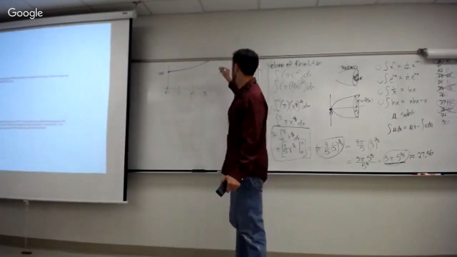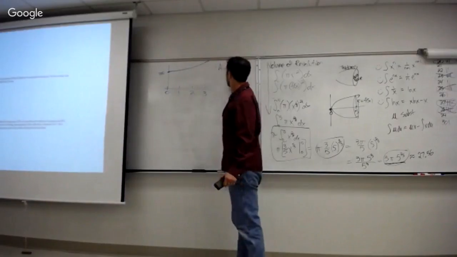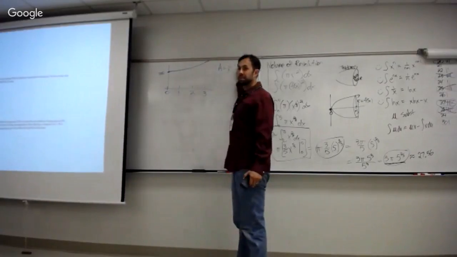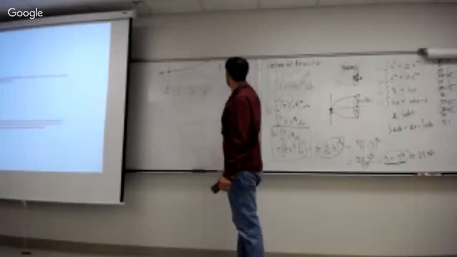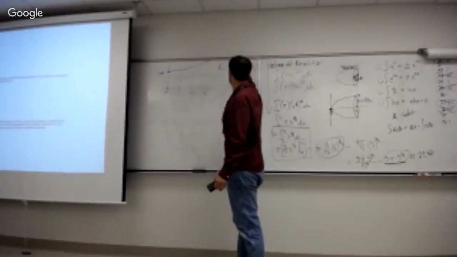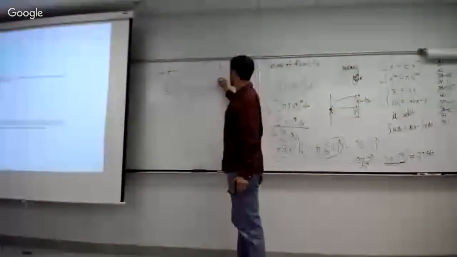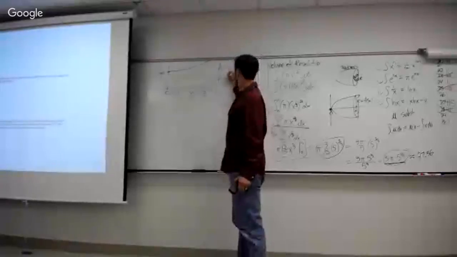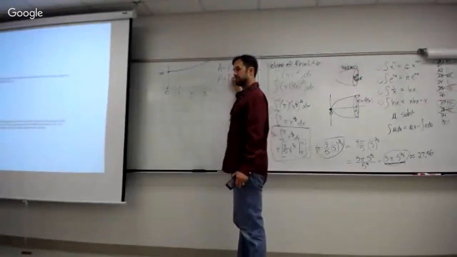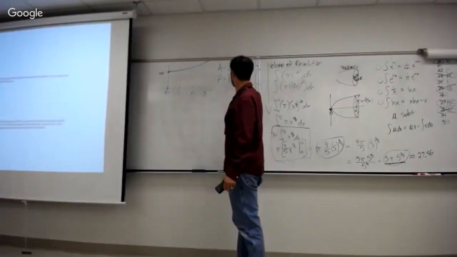What's the formula for that? Remember, this is not the formula. You have compounded interest, which is 1 plus r over n to the nt. But what about when your interest is compounded continuously? Yeah, P e to the rt.